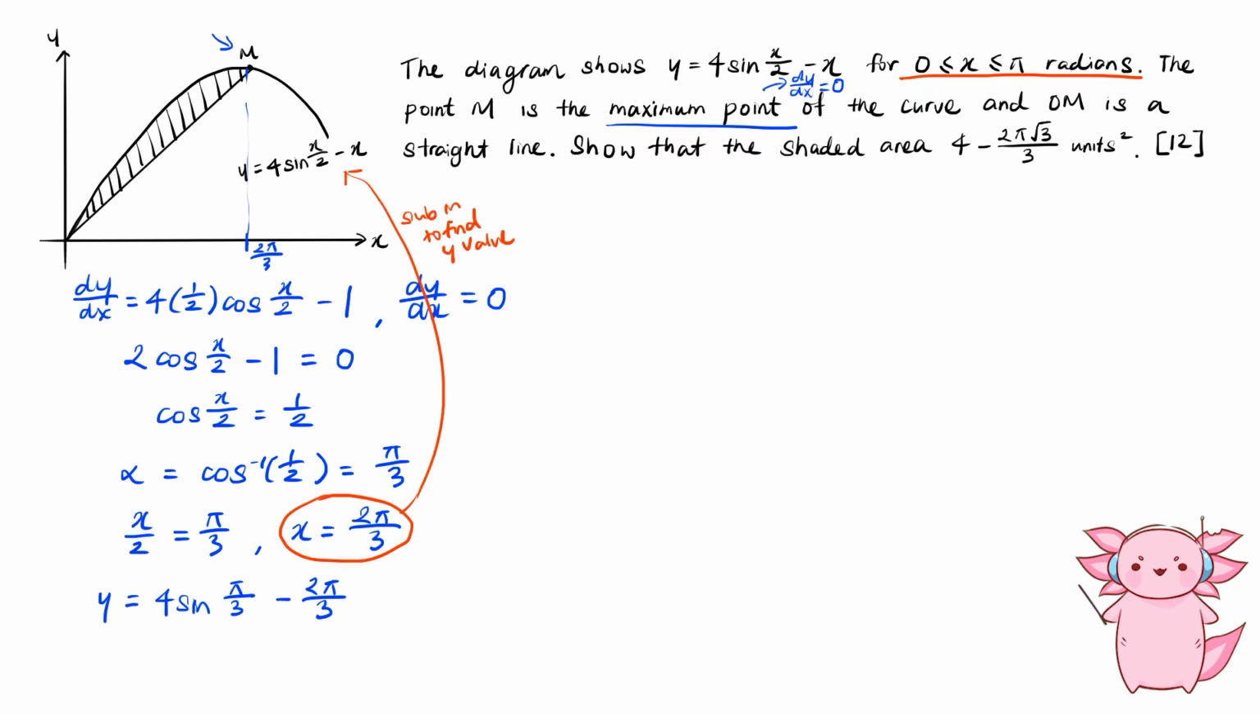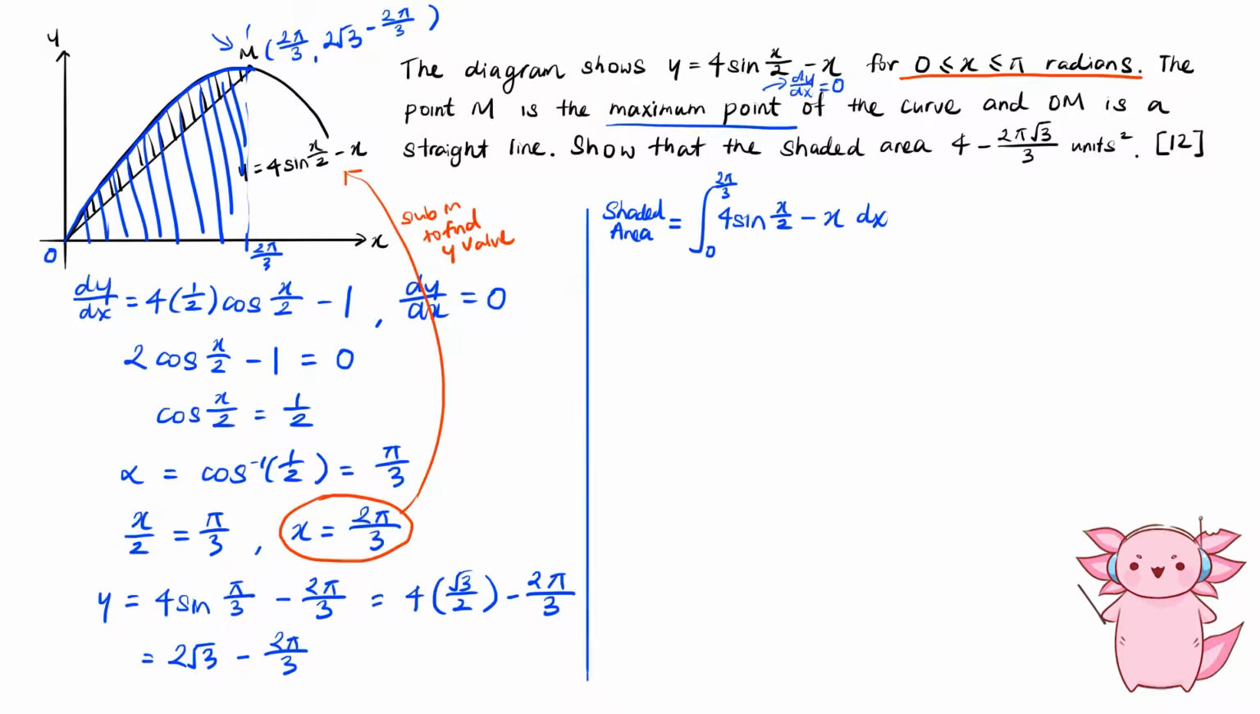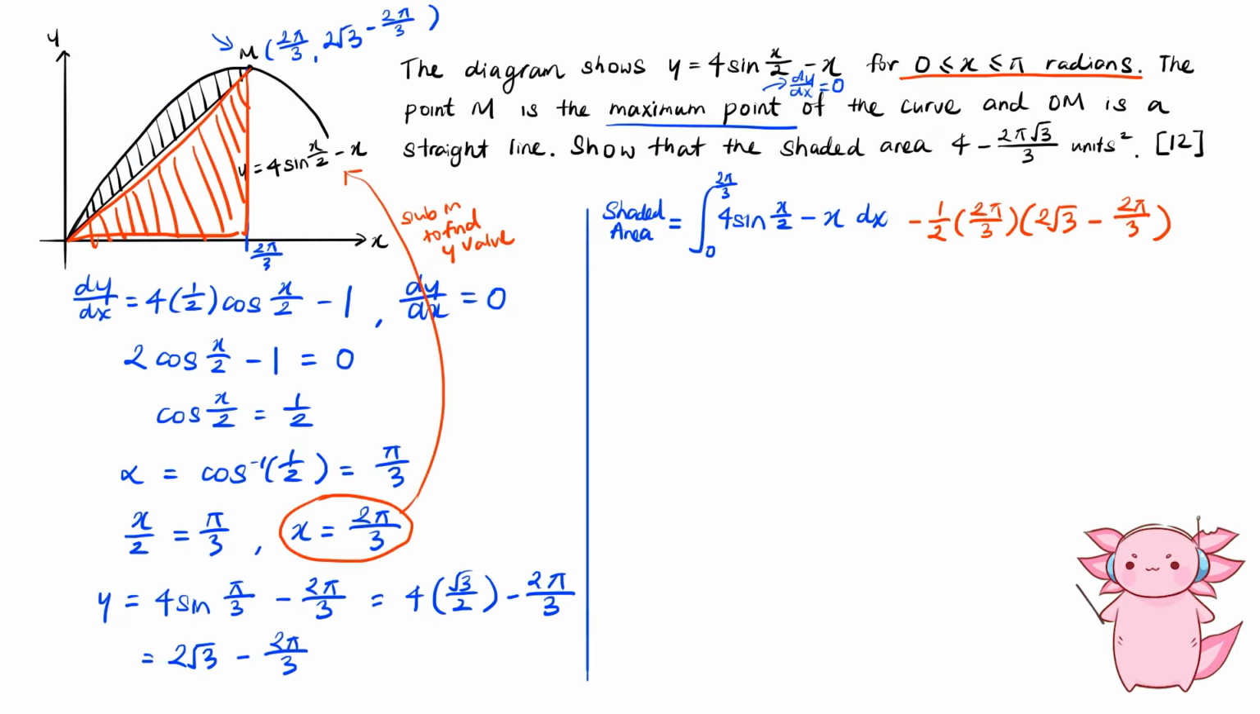Then the next step is to sub in this value into the equation of the curve, and we can get the corresponding y value of 2 root 3 minus 2 pi over 3. To calculate the area of the shaded region, we integrate the equation of the curve from 0 to 2 pi over 3, then we minus off the area of this triangle over here, by using half times base times height.